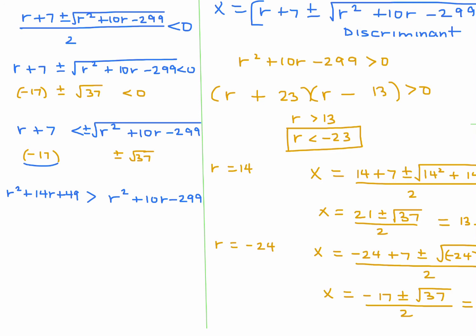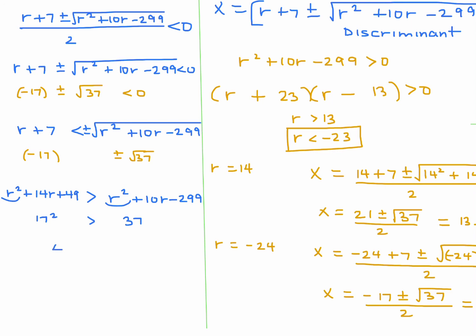When you square, because this number was negative, it becomes 17 squared. This squared becomes 37. So as you can see, it's greater than. So that's why that sign had to be switched. Now at this point, it becomes relatively easy. The r squareds cancel from both sides.